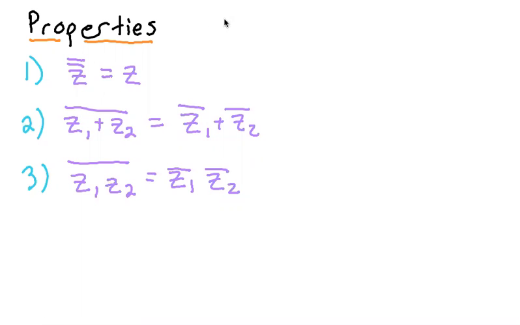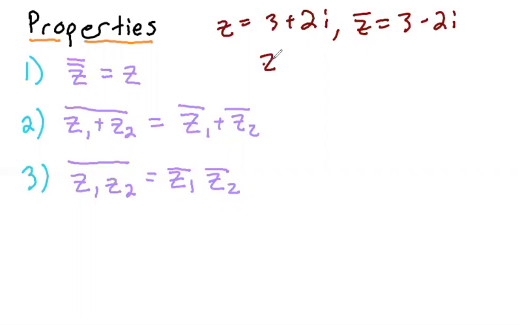So in number 1, let's just say that z is equal to 3 plus 2i. I guess that's the same one I've been using all along. Then the complex conjugate of z would be 3 minus 2i. And then taking the conjugate of this, we get 3 plus 2i. So we can see why this is true: taking the complex conjugate merely changes the sign on the imaginary part. Flip the sign twice, you're back to where you started.